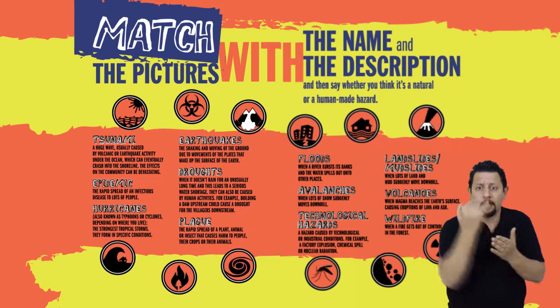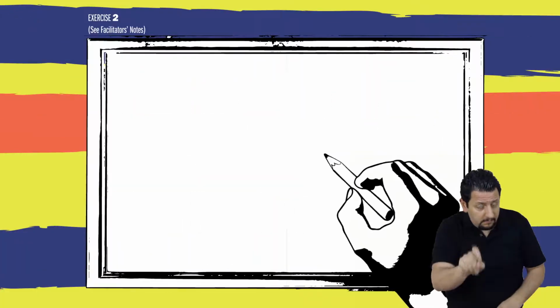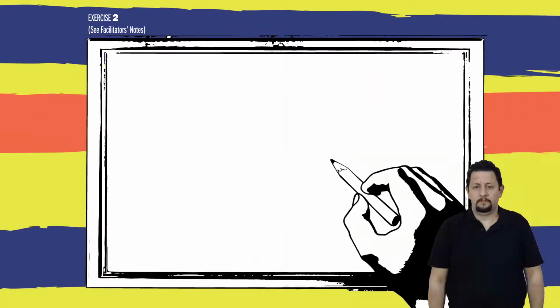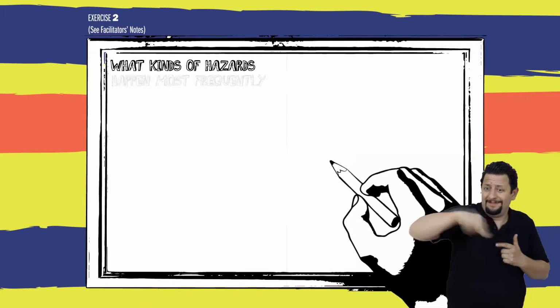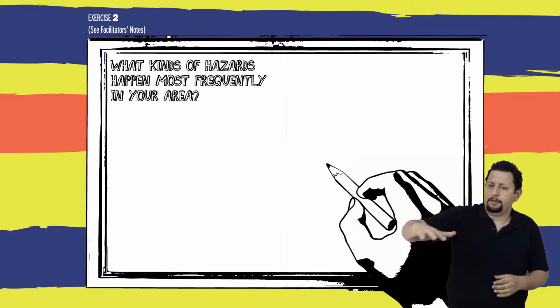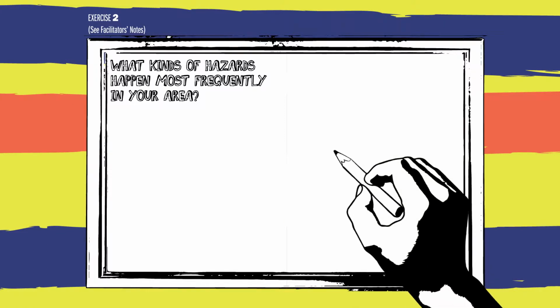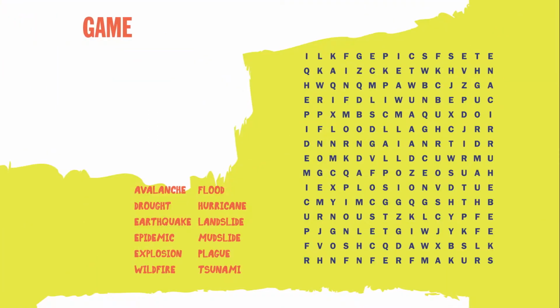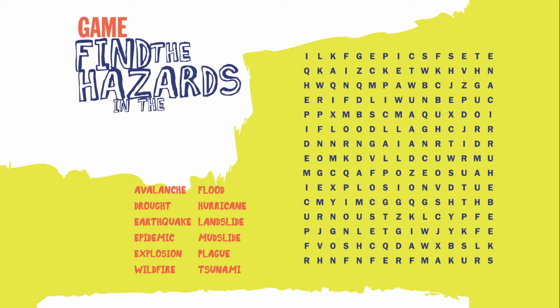A hand is in position to write on the board. Exercise 2. See facilitator's notes. What kinds of hazards happen most frequently in your area? Game. Find the hazards in the alphabet soup.